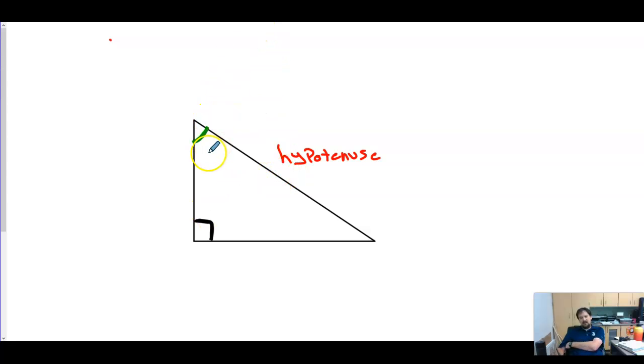Okay, next I identify where my given angle is. In this case, you see this little arc right here. This is the given angle. So I go to the given angle and I go across the triangle, and here is what is known as the opposite side, which leaves one last one, which is known as the adjacent side. So across from the 90 degrees, the hypotenuse. Across from the given angle is the opposite, which leaves the third side as the adjacent.